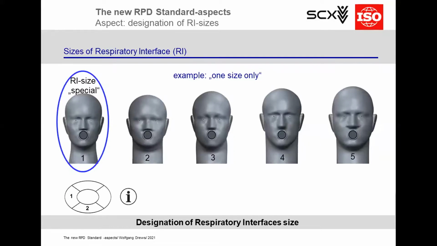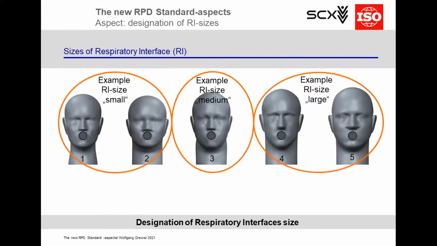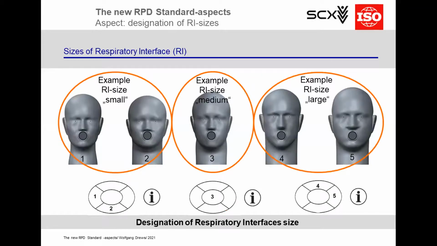So it covers the area of the head form. It is the one, and you have to show that on the circle. If you have, let's say, 3 sizes, you show which size has been tested on which head form. For example, the first is a small, tested on 1 and 2. The second is the medium, tested on the center of the ellipse.